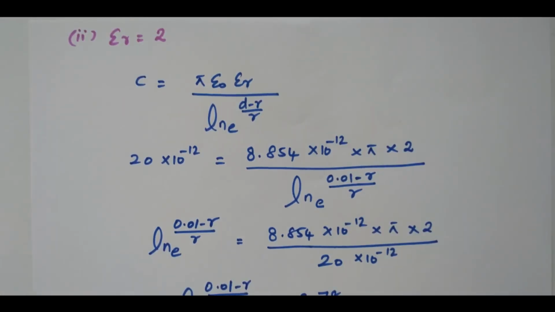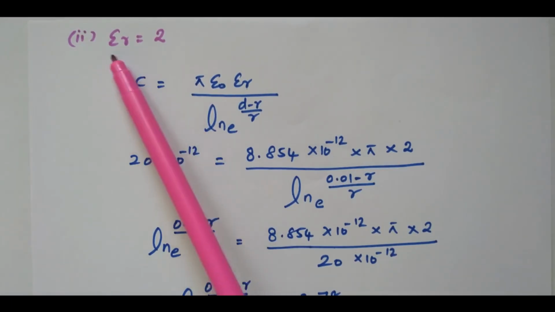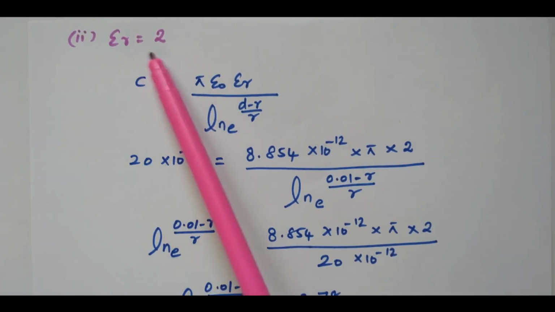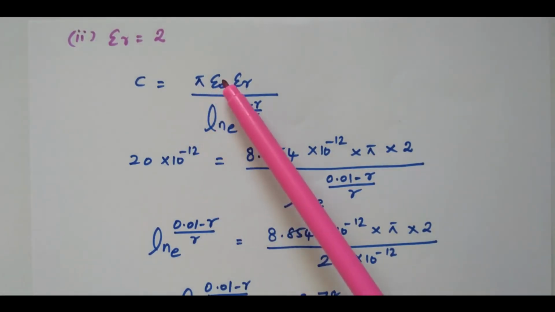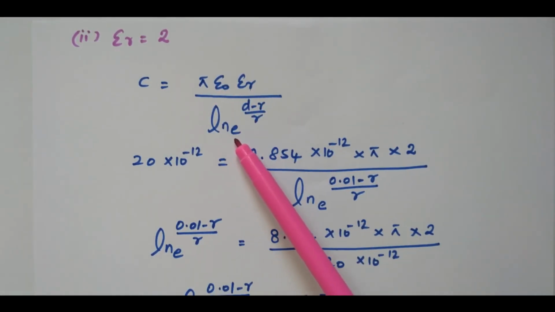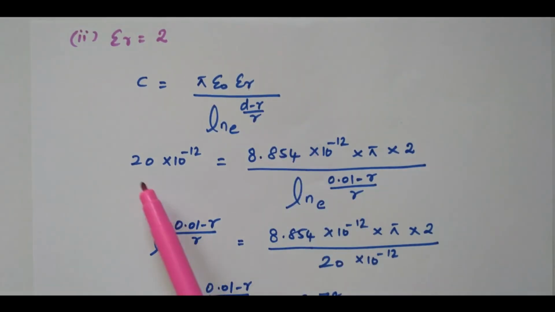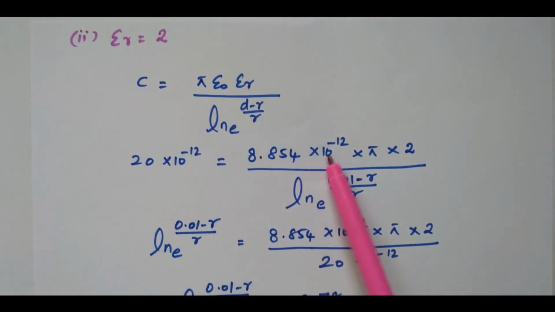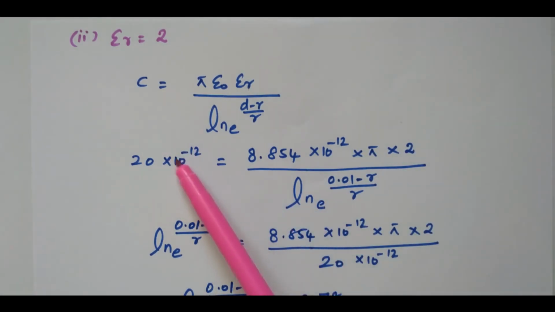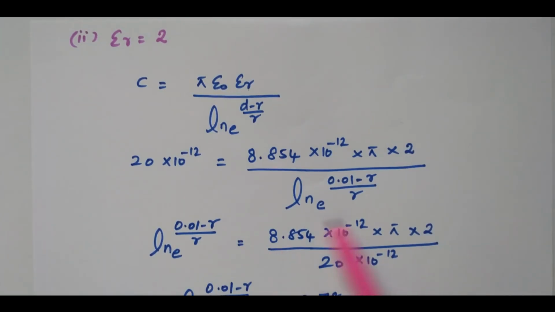Now we'll go to the second condition, epsilon r equal to 2. Same problem, only we need to substitute epsilon r equal to sea water. C equal to pi epsilon naught epsilon r divided by log to the base e d minus r by r. The C value is substituted, epsilon naught is substituted, pi, the epsilon r equal to 2, log to the base e 0.01 minus r by r. Right? This value is not known, so exchange these two values. Bring this value in the numerator, bring this value in the denominator, so that log 0.01 minus r by r equal to this value, right?